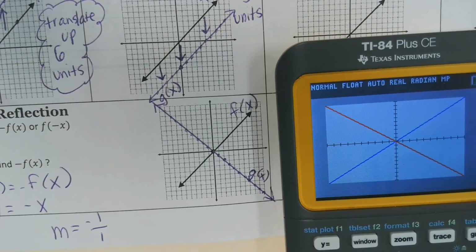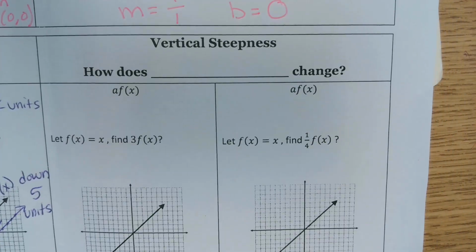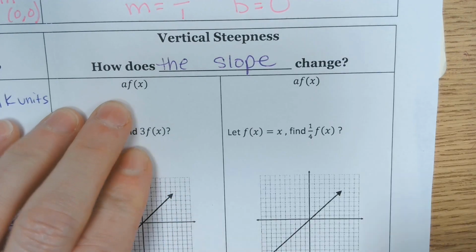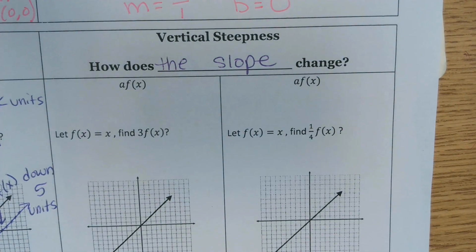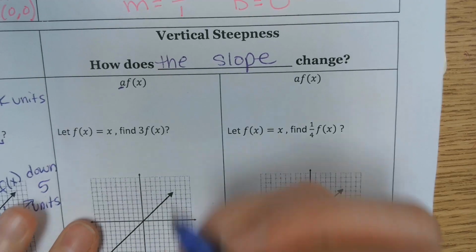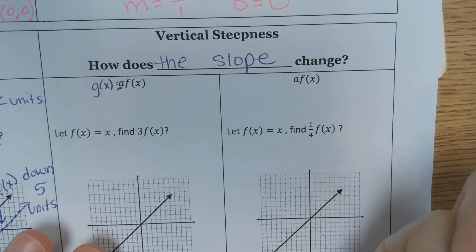Okay, the last kind of transformation is the steepness. So you know how lines have different steepnesses? Like one increases really rapidly and one increases really slowly. So that's the steepness. It's determined by slope. So how does this slope change? It changes according to the a value, the number in front of f of x. So g of x equals a f of x.